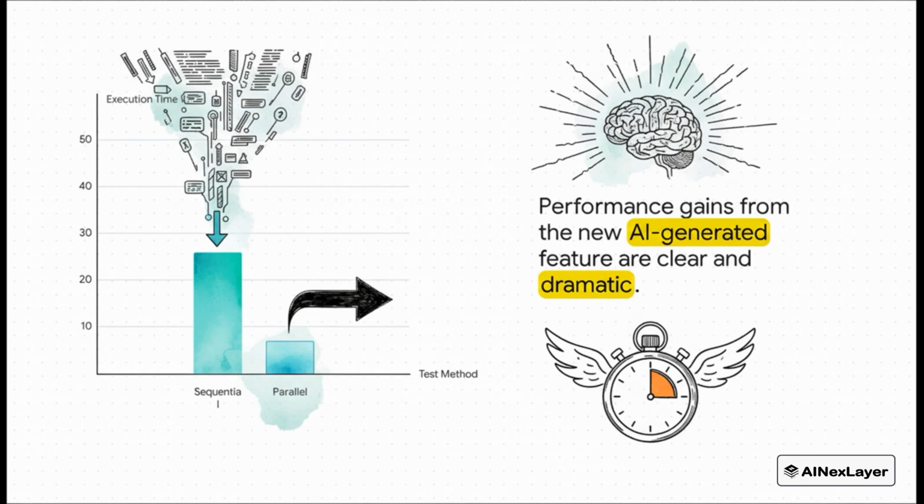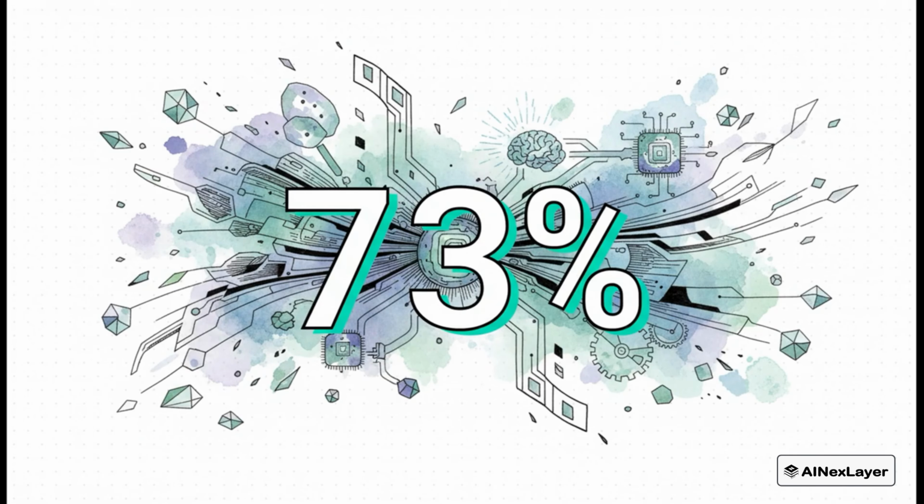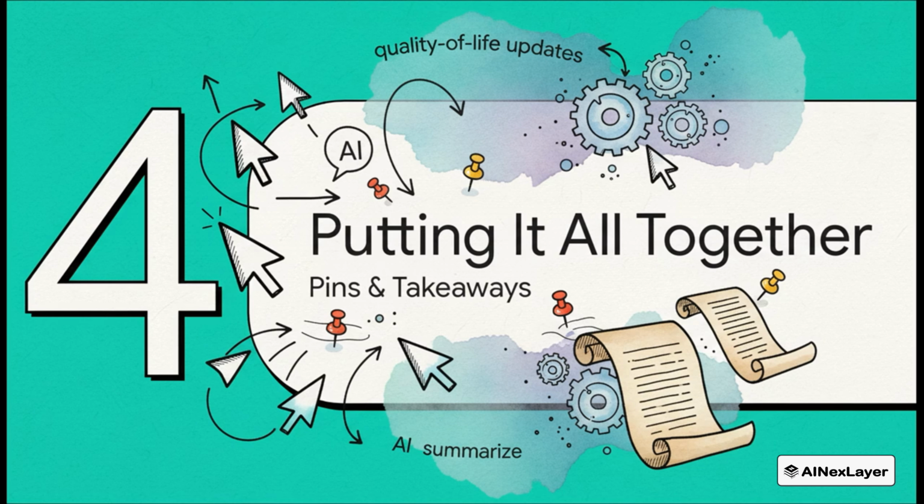It delivers real, measurable performance boosts. The original tests, running one by one, took 26 seconds. After putting in the AI-generated feature, that time plummeted to just 7 seconds. Yeah, that's a 73% increase in speed. That is a massive, tangible improvement built by one AI and chosen by another. Just incredible.